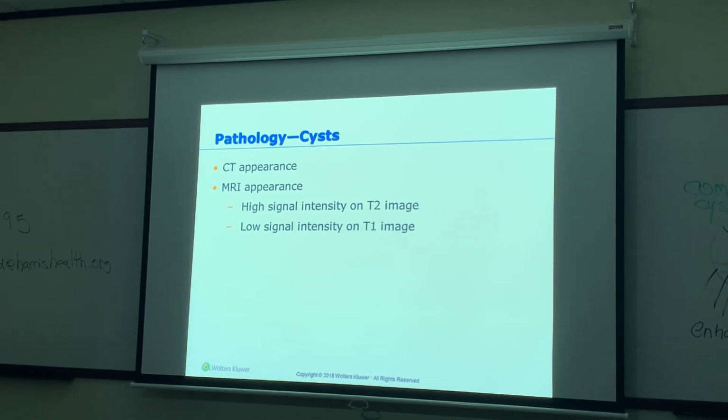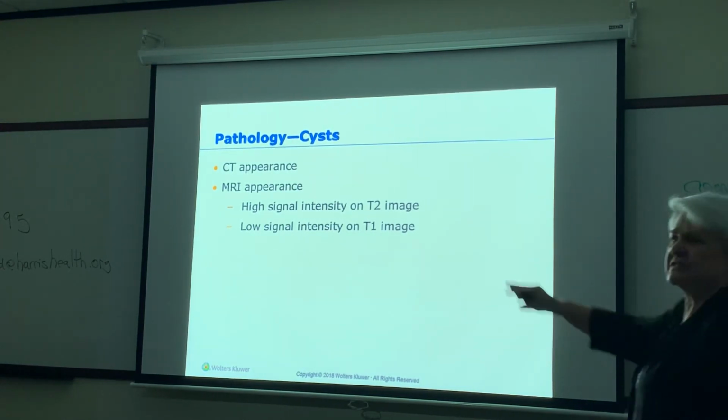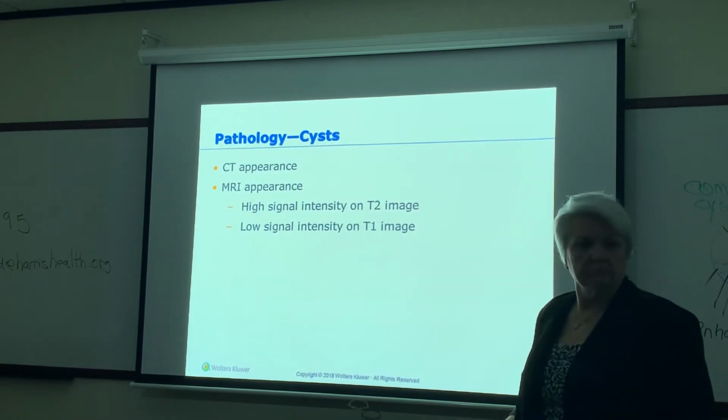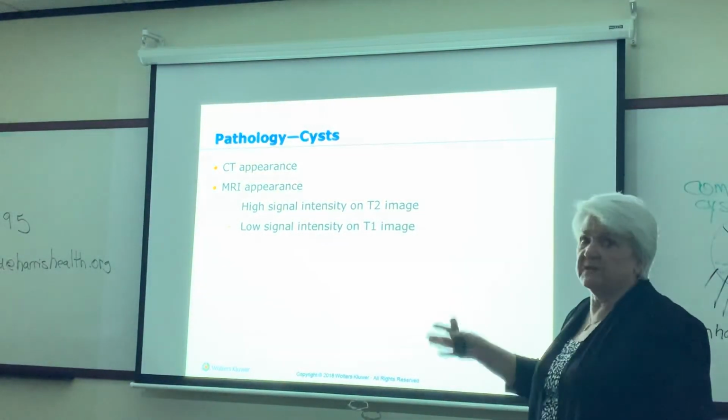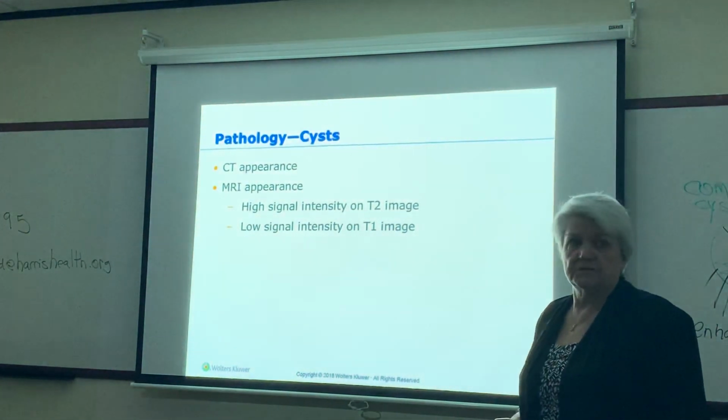So what's the difference between T1 and T2? The length of time and the magnitude of the photons that are being trapped by the magnet. It's just a different technique. The easiest way to remember it: T for technique. Okay, it's just a different technique.